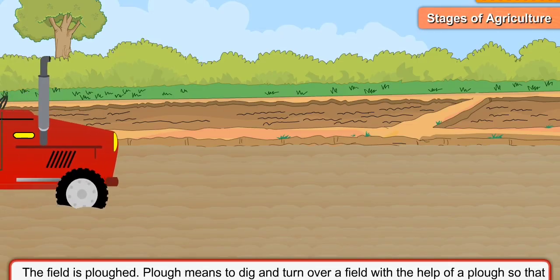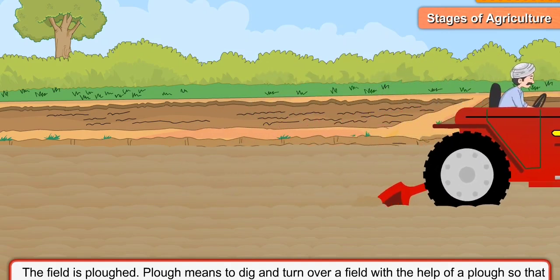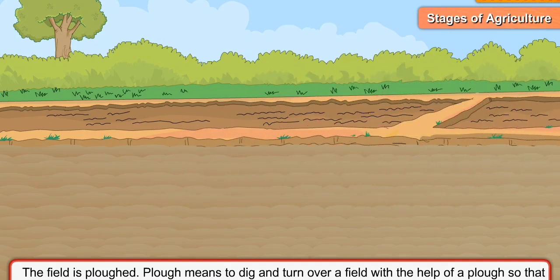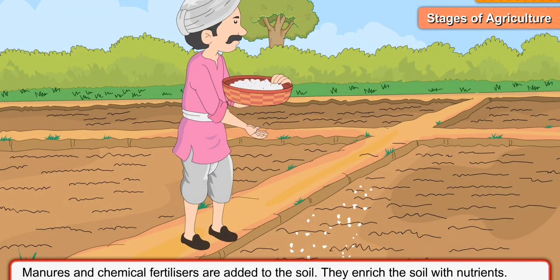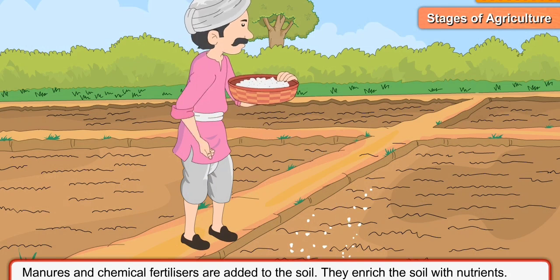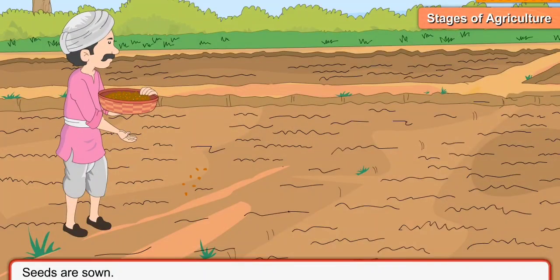Stages of agriculture. Various stages of agriculture are given here. The field is plowed. Plow means to dig and turn over a field with the help of a plow so that the soil becomes loose. Manures and chemical fertilizers are added to the soil. They enrich the soil with nutrients. Seeds are sown.